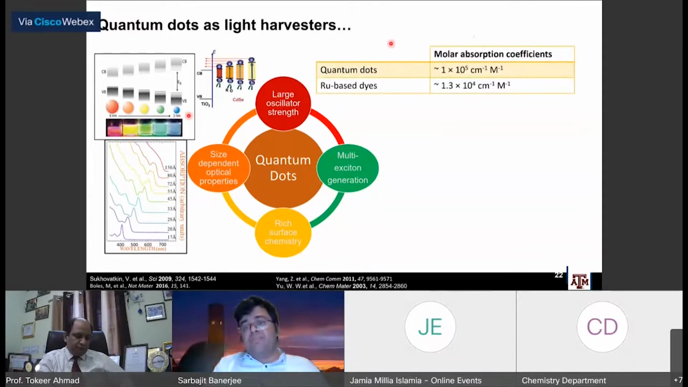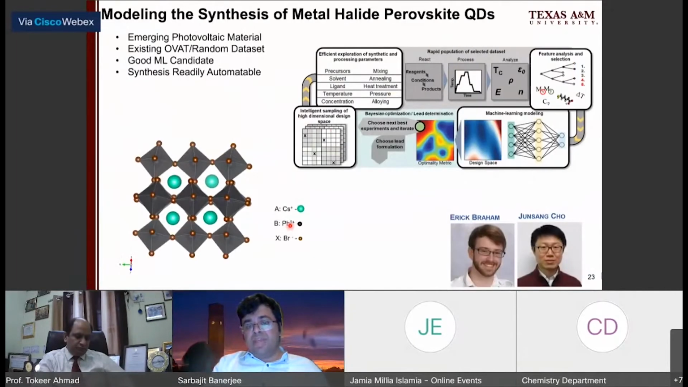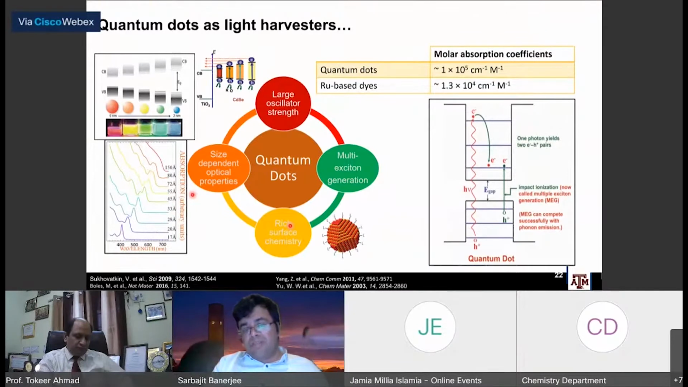So compared to dyes, they can have multiple orders of magnitude stronger interaction and absorption. You can get multi-exciton generation. So for one photon of light, you can generate multiple electron hole pairs. You've got rich surface chemistry that you can use to tether them to different species, like we saw with TiO2, right? So this is the goal. And I'm not going to spend too much time on this. We're going to use this as a primary light absorber, but there is a major challenge to quantum dots before I move on that I wanted to talk about.